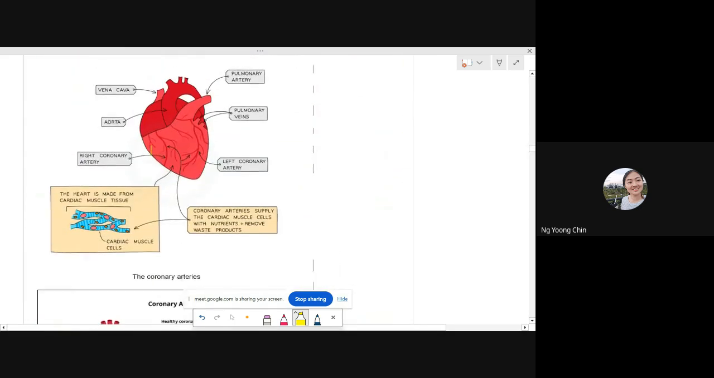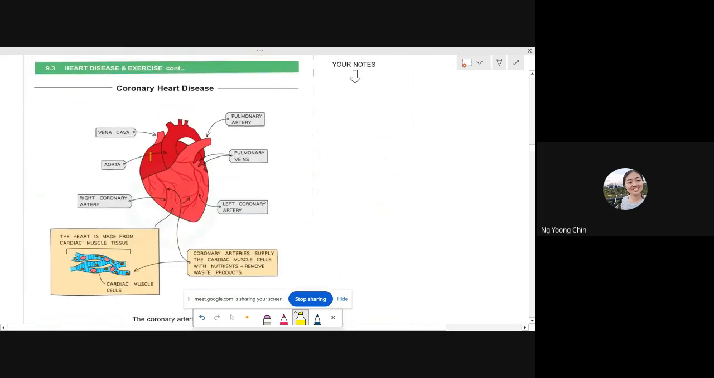And now we talk about coronary heart disease. Coronary heart disease refers to abnormal health conditions related to the heart. Okay, before we talk about this, we will see this one. This is what we call a coronary artery, right? So what is the function of this coronary artery? During the exam, they might ask you about the function of the coronary artery.